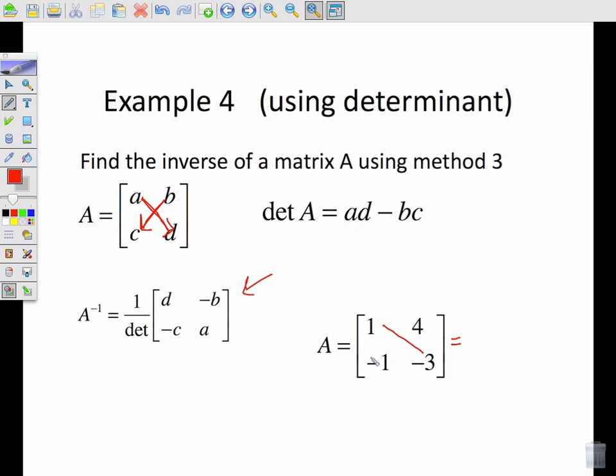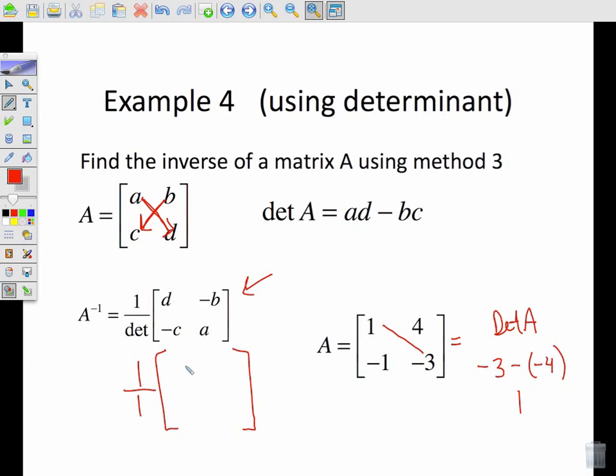So the determinant of this would be -3 minus -4. -3 minus a -4 is 1. So the determinant of this is 1. And you don't always get 1 for your determinant. So we would do 1 over the determinant of 1. Most of the time it's something else like 3 or 5 or -6.